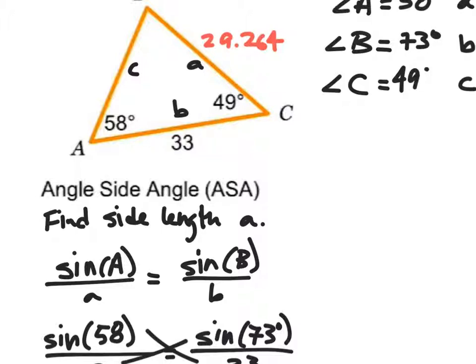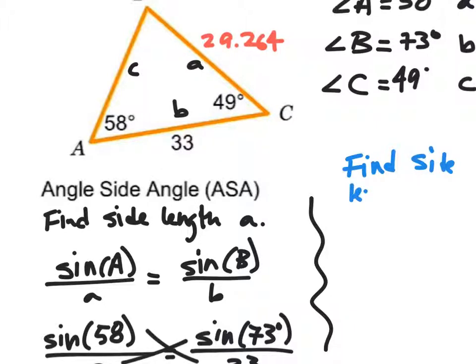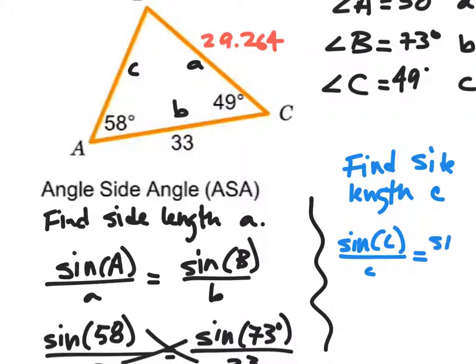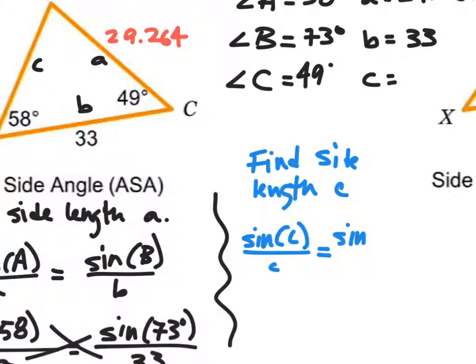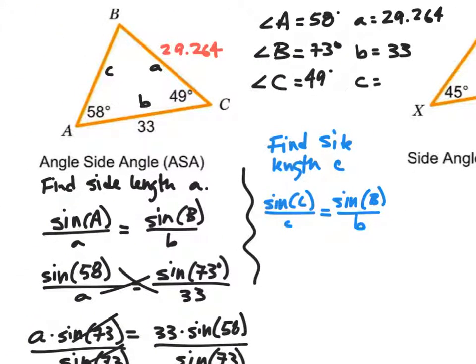In order to find side length C, I'm going to set up sine of angle C over little c is equal to sine of B over little b. Now you could use A, but we already know exactly what B is. If you screw up on finding the length of A, finding the length of C will get screwed up. You can use what you found, but I would prefer to use what you've already been given.